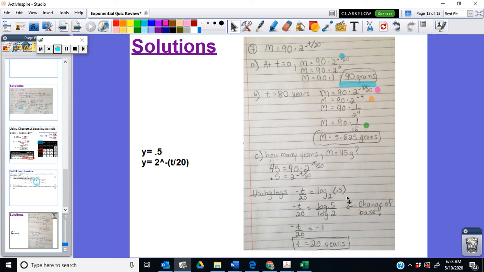If you're using logs, I use the change of base here, but you could easily plug this part in log base 2 of 0.5 if you have the log base function on your calculator. And then whatever that value is, you're going to have to multiply it by negative 20 to solve for the actual t. If you use the log base, you take the log of 0.5, log of 2, divide those, and you get negative 1. Well, negative t over 20 is the same as negative 1, so that means t is 20. Just multiply both sides by negative 20.